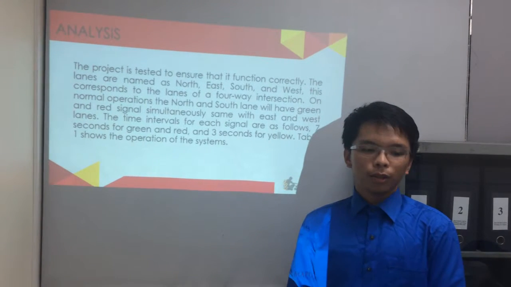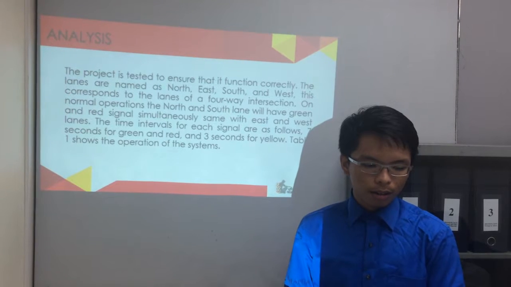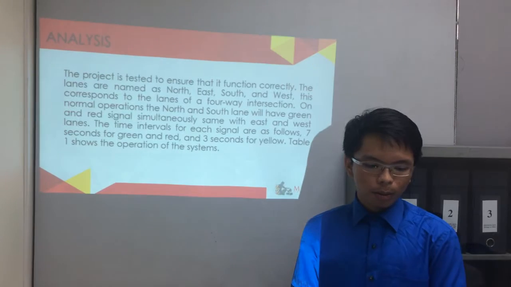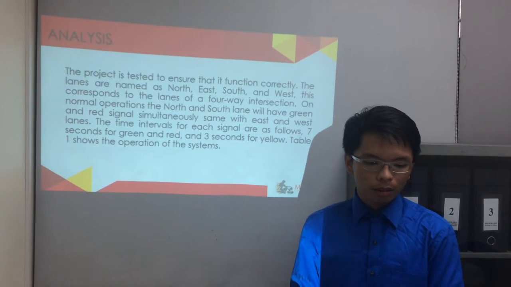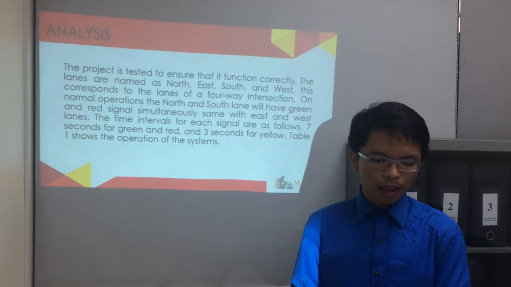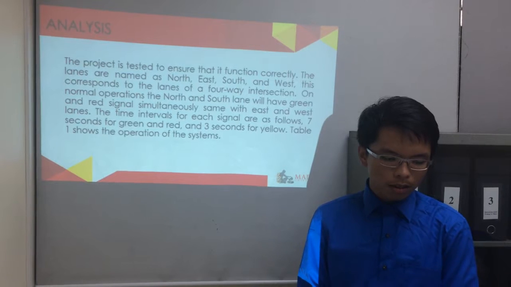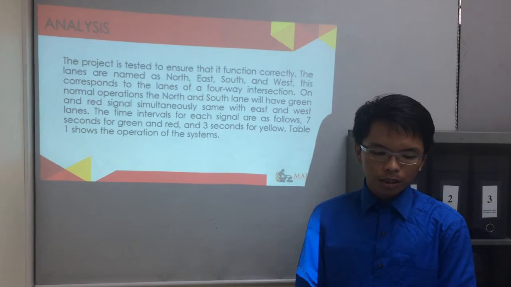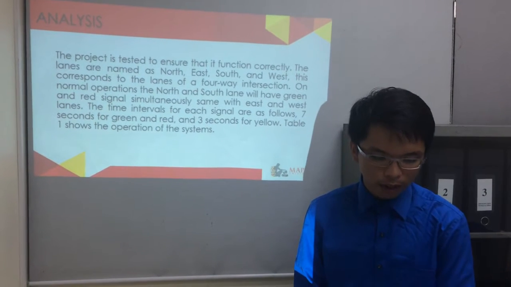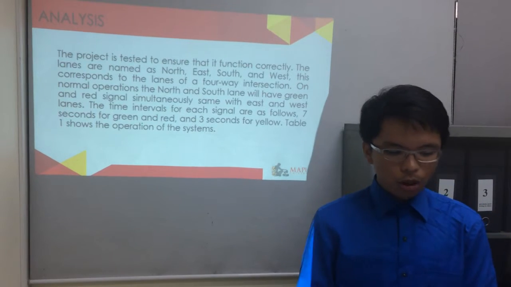For the analysis, the project is tested to ensure that it functions correctly. The lanes are named north, east, south, and west. This corresponds to the lanes of a 4-way intersection. On normal operations, the north and south lanes will have green and red signals simultaneously, same with the east and west lanes. The time intervals for each signal are as follows: 7 seconds for green and red, and 3 seconds for yellow. Table 1 shows the operation of the system.